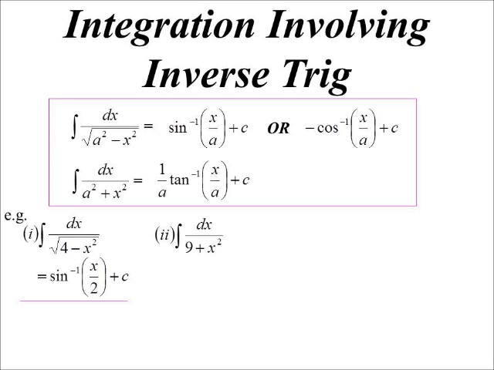Okay, dx on 9 plus x squared. What's a? 3. So we get 1/3 the inverse tan of x on 3. Plus, of course, a constant.